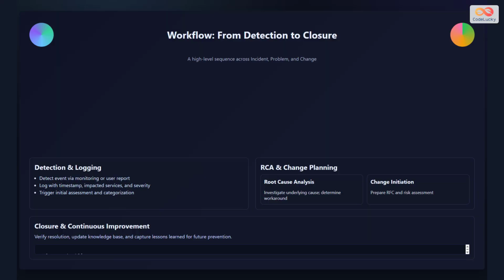Change management is a controlled process for modifying IT infrastructure and services. A change request is submitted detailing what will be changed, why, and potential risks. Changes are categorized as normal, emergency, or standard. Normal changes require formal approval and testing.